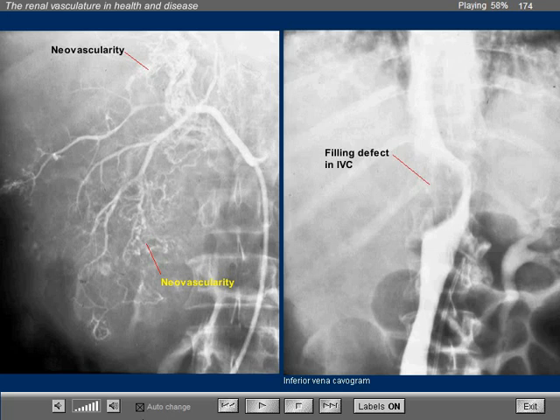And the inferior vena cavogram confirms the diagnosis of a tumor growing into the cava, which was supplied by the expanded vasa vasorum of the renal vein and the inferior vena cava, which is supplied by the renal artery.